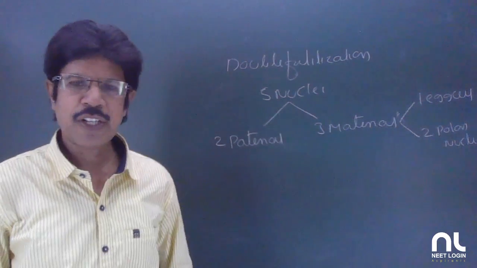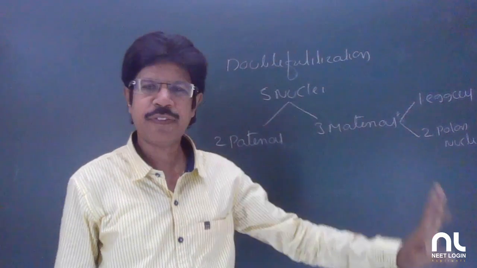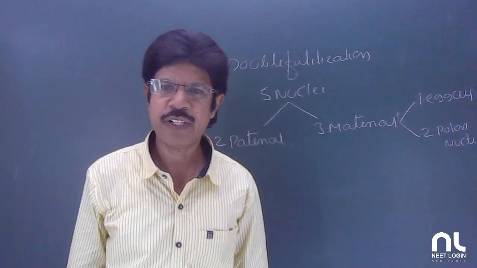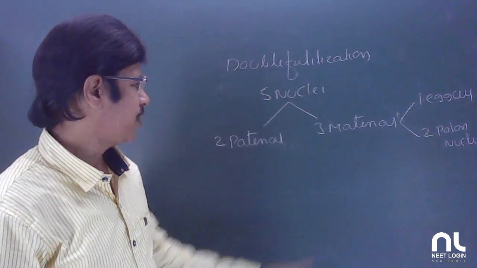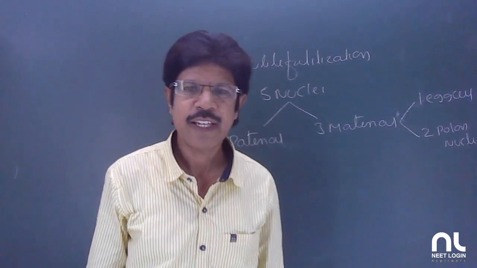In the first fertilization, how many gametes are involved? One male gamete and one female gamete. The 2 nuclei are involved. In the second fertilization, 2 plus 1, that is 3 nuclei are involved. Total it is 5 nuclei involved.